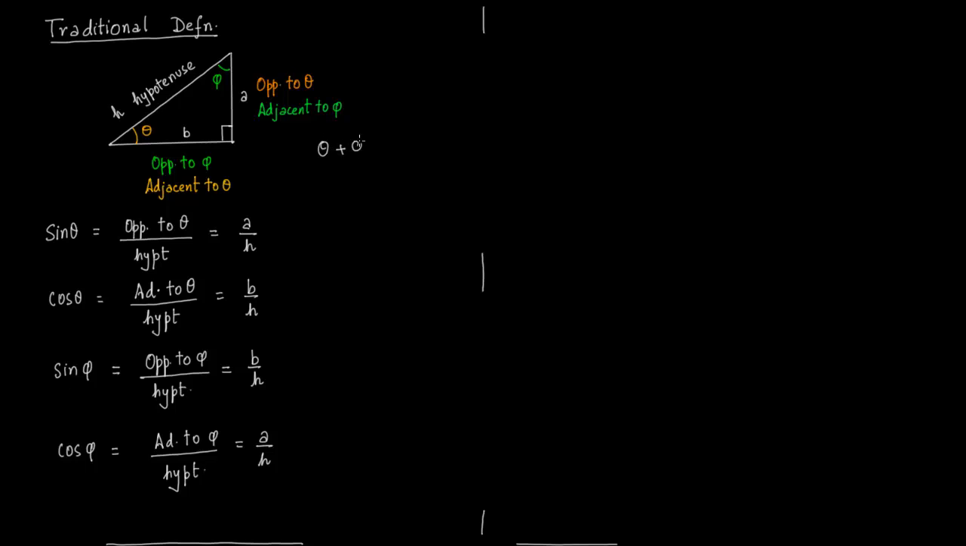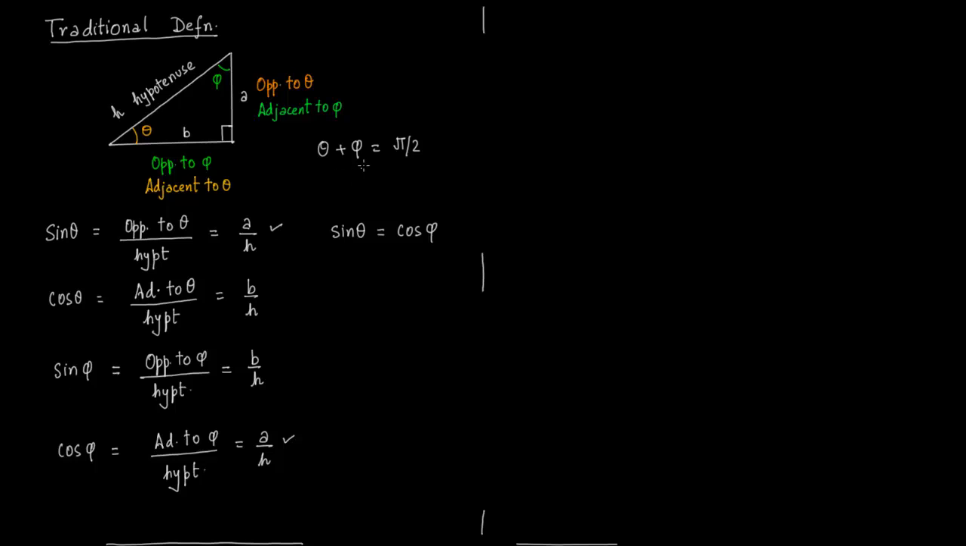Note that theta plus phi is pi by 2. Yeah, because it is a right angled triangle. All the angles sum up to 180 degrees or pi, and one angle is pi by 2, therefore theta plus phi is pi by 2. Notice that cos phi and sin theta are same, they are A over h. Yeah, sin theta is equal to cos phi because both of them are A over h.